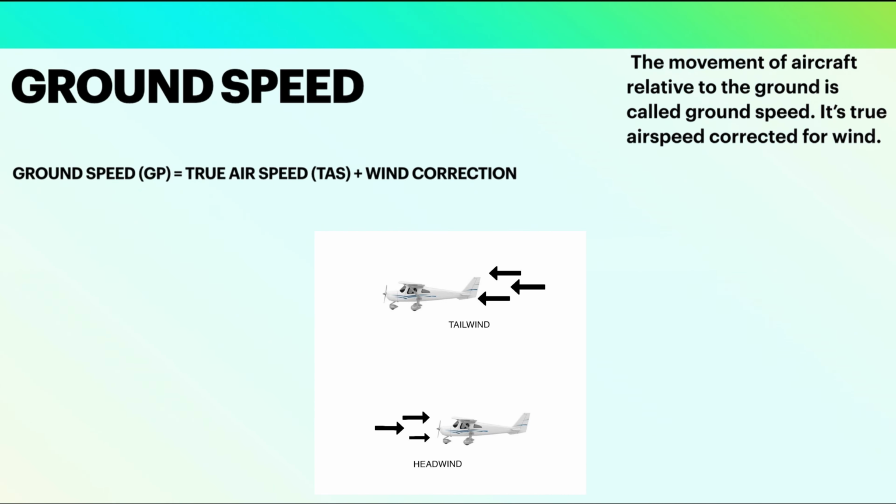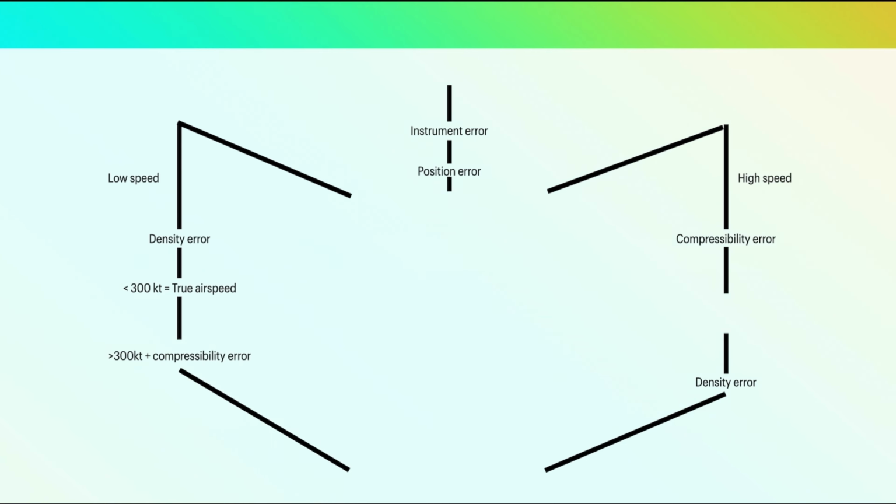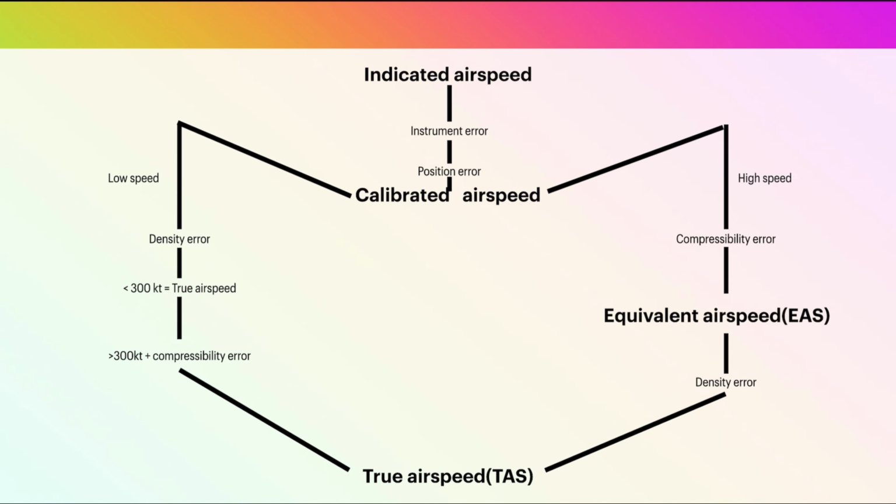For example, if the aircraft is traveling with a true airspeed of 100 knots and there is a tailwind of 30 knots, the ground speed will be 130 knots. Or if the headwind is 30 knots, the ground speed will become 70 knots. This chart explains the airspeeds well for us.